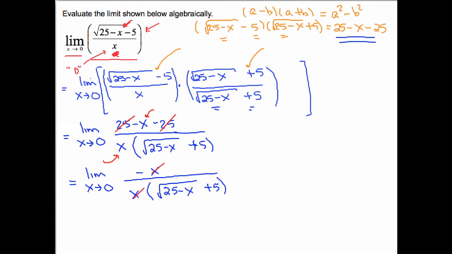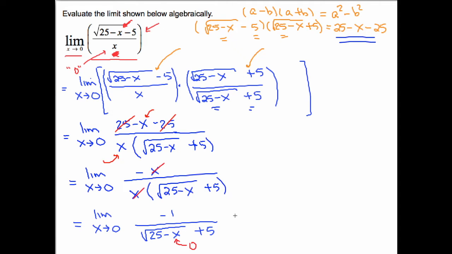And being careful to keep my limit symbols until I actually evaluate, one more time I'll write the limit as x approaches 0, and what's left in the numerator? Well, I've canceled the x, so it looks like we just have a negative 1. What's left in the denominator? We've canceled the x. We have the square root of 25 minus x, plus 5. Are we able to now substitute in a 0 for x? And the answer is yes.